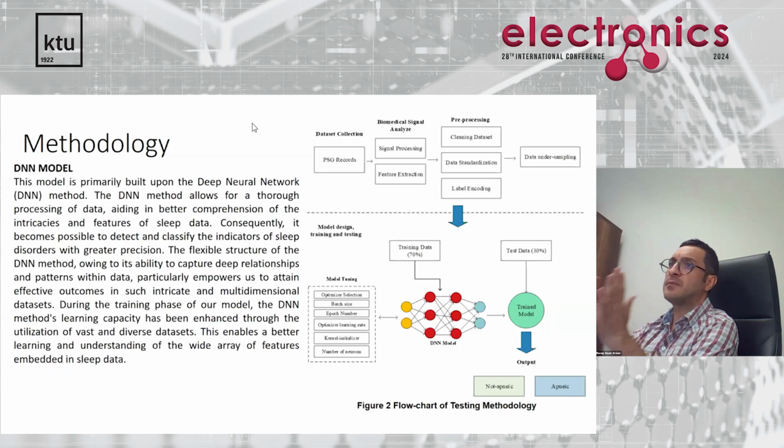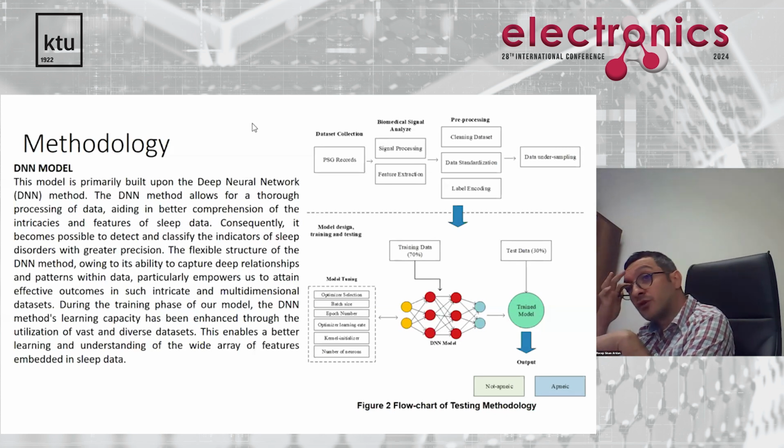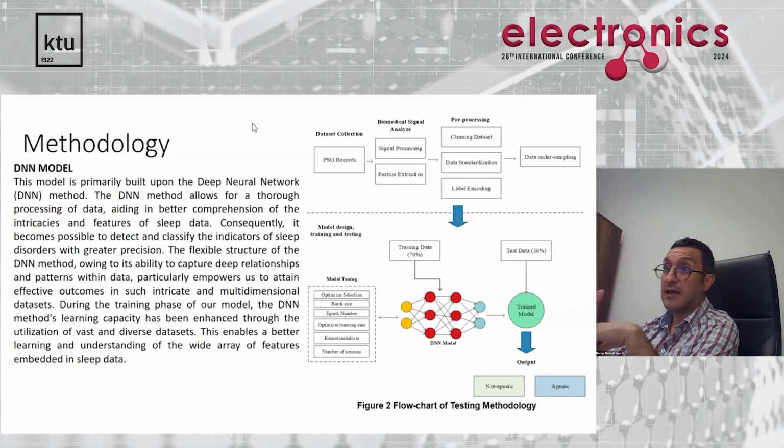And the DNN model. This model is primarily built upon the deep neural network method. The DNN method allows for the thorough processing of this big data, aiding in better comprehension of the intricacies and features of the sleep data. Consequently, it becomes possible to detect and classify the indicators of sleep disorder with greater precision. The flexible structure of the DNN method, owing to its ability to capture deep relationships and patterns within data, empowers us to attain effective outcomes in such intricate and multidimensional datasets.